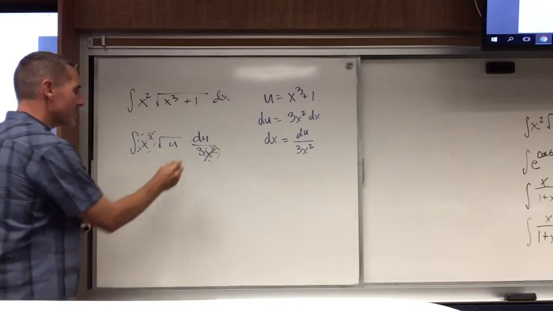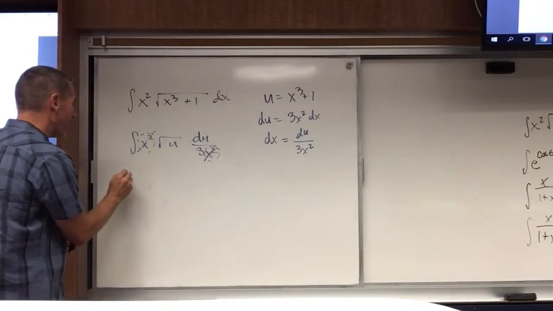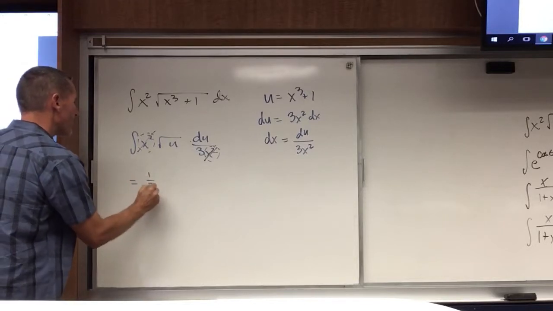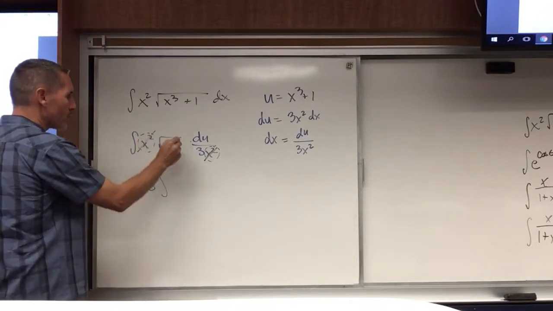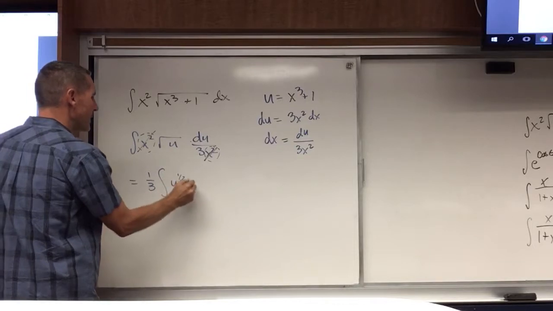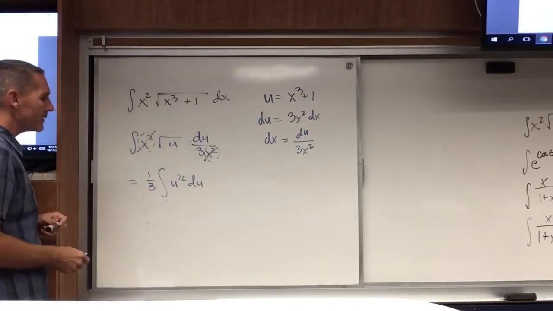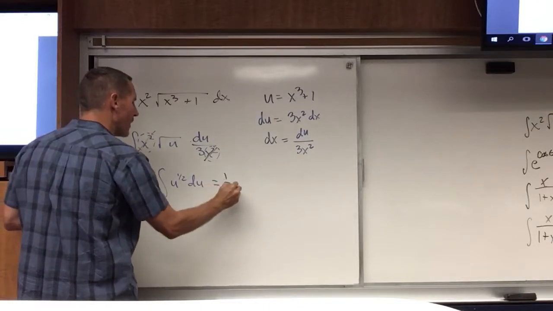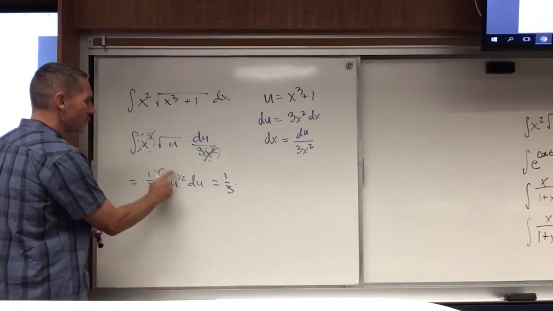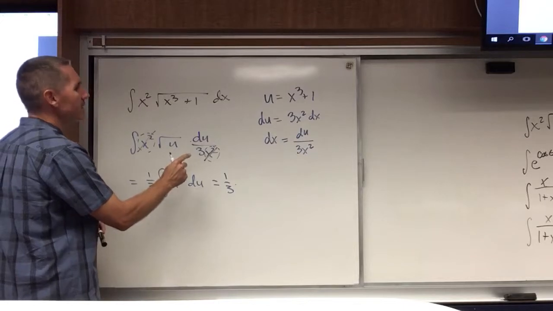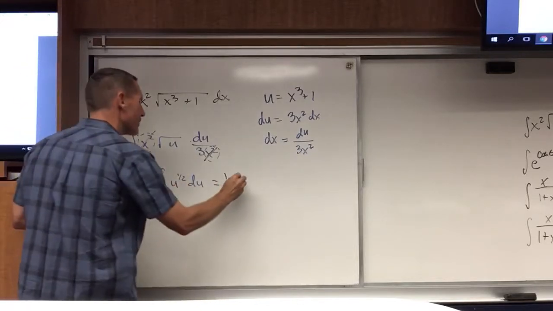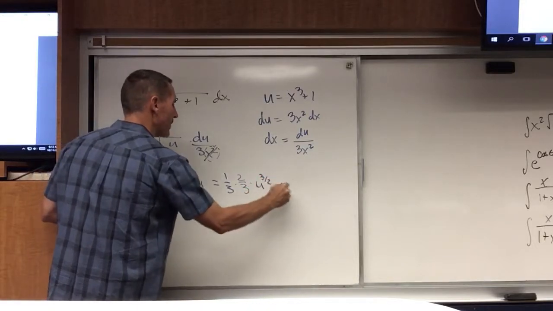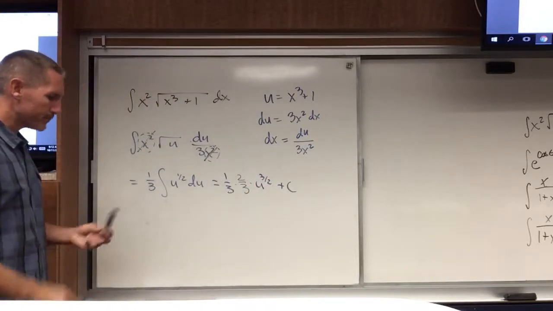So now that 3 in the denominator can be pulled out as a 1/3. This is equal to 1/3 times the integral of root u, which is u to the 1/2, du. Now we antidifferentiate using the power rule. So this is 1/3 times the antiderivative of u to the 1/2, which is u to the 3/2 divided by 3/2, or times 2/3. And then don't forget your plus c.